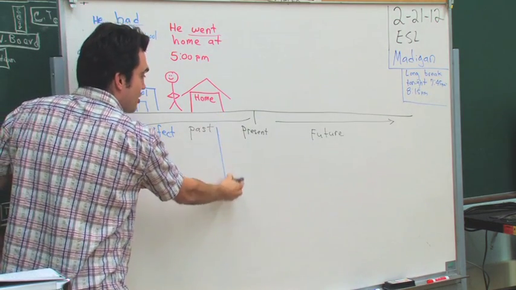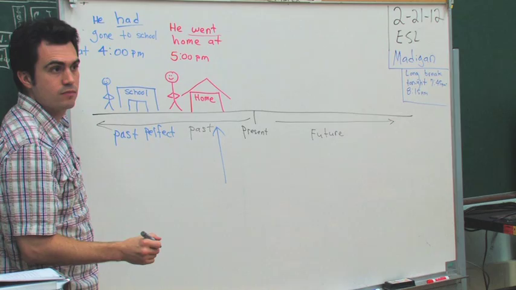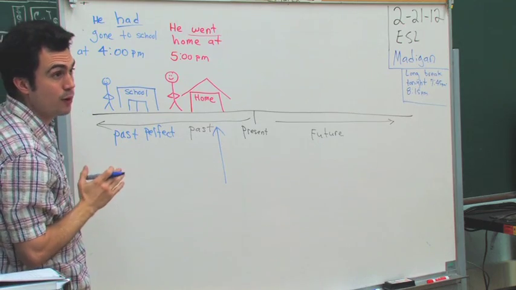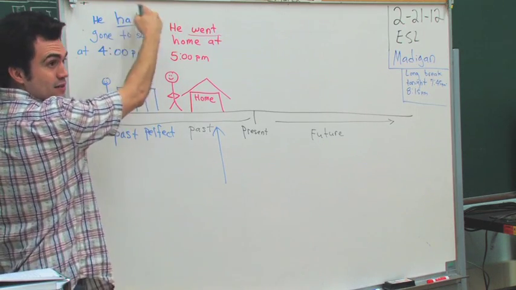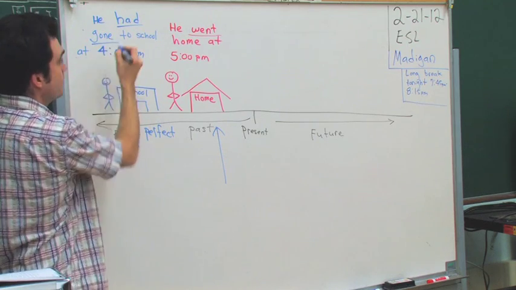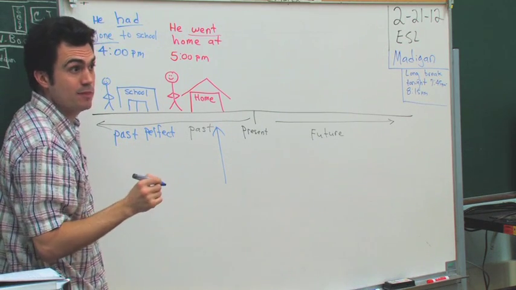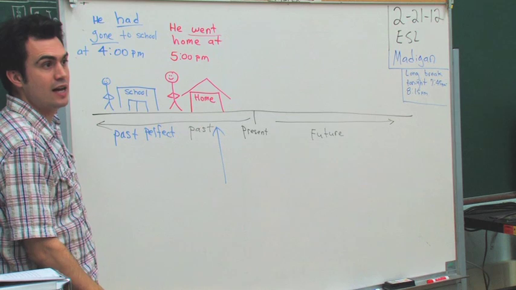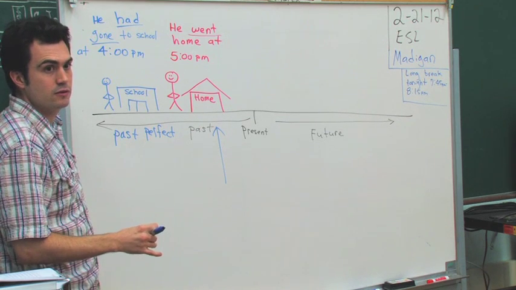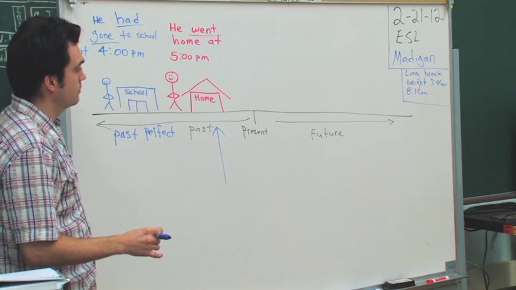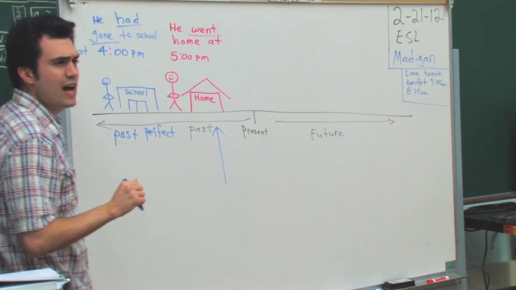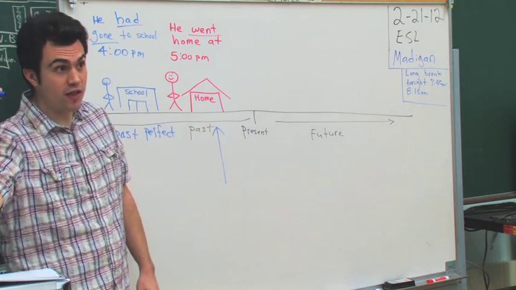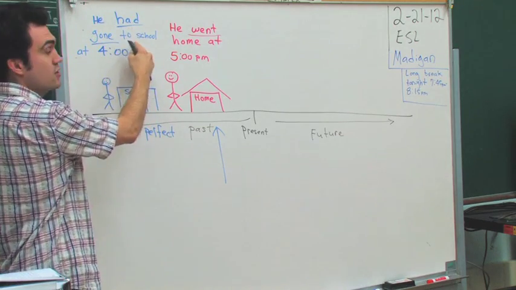So, we establish a time in the past. We establish this time. And then everything before this time is past perfect. We use had, H-A-D, plus what? The past participle. So again, you have to know all of the past participles. How do you know the past participles? You memorize. Okay? At 5 o'clock, he went home. Before that, he had gone to school.